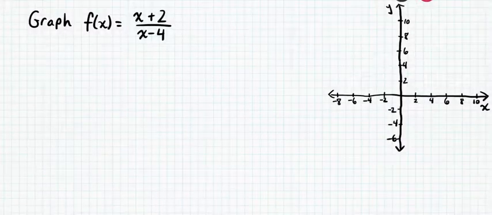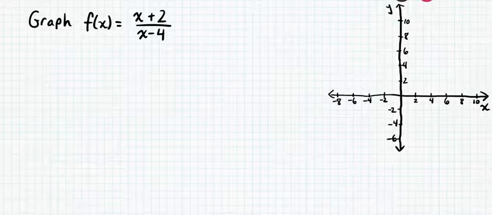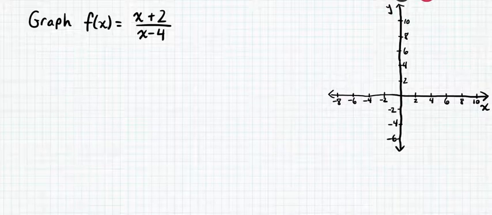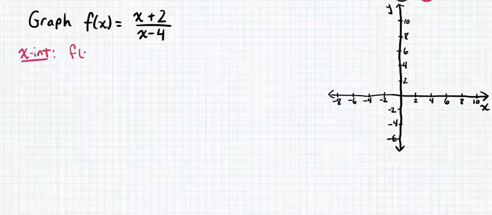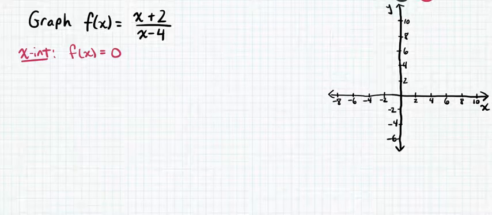So our first example, we're going to graph the function f of x equals x plus 2 divided by x minus 4. And just like with other types of functions, there are some key characteristics we can find fairly easily from the equation. For example, to find an x-intercept, we know that an x-intercept occurs when the y-coordinate is 0. So we set f of x equal to 0 and solve for the x value. Here we get 0 equals x plus 2 divided by x minus 4.